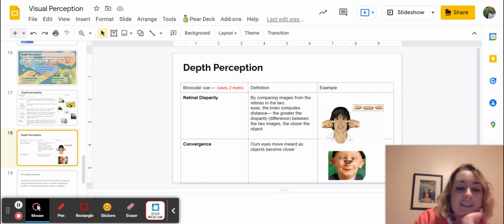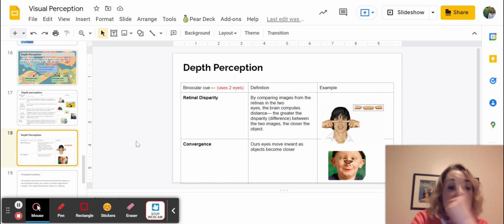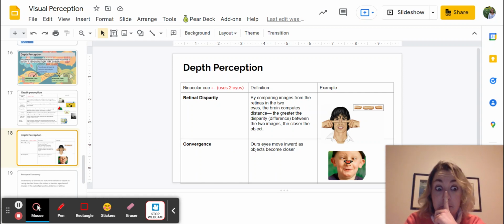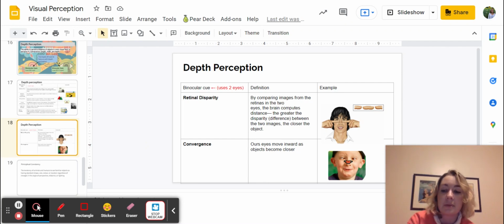Convergence is also a funny one: our eyes move inward as objects become closer. You can even see a little bit as I'm doing it. Again, eyes are going to move inward as objects become closer, so you can just see that movement.